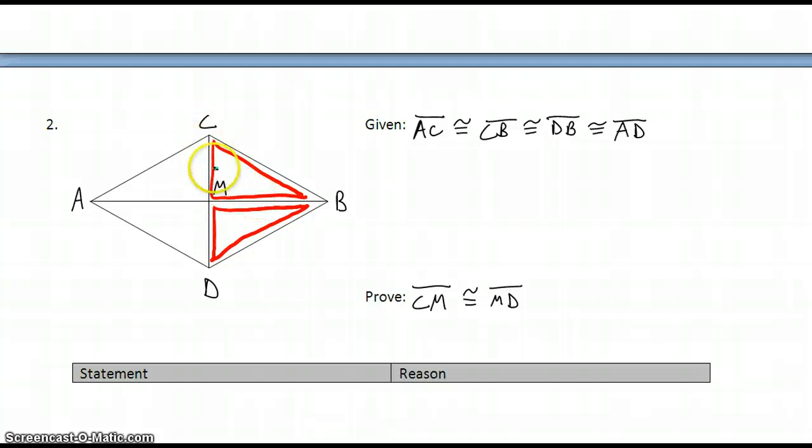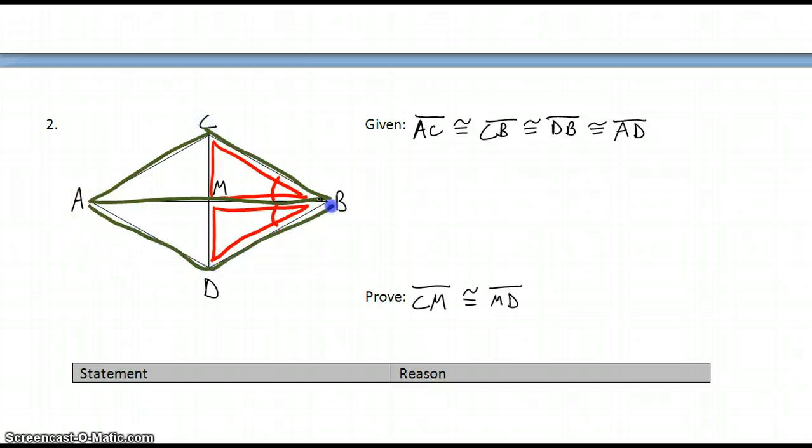So I need one more piece of information. Well, I can't use CM and MD being congruent to each other. That's what I'm trying to prove. So I need another piece of information. Namely, I need this angle to be congruent to this angle. And if I look, those two angles are parts of these bigger triangles. And if I can get these bigger triangles congruent to each other, then that'll be enough to prove that these smaller triangles are congruent to each other, which means that these two segments will be congruent to each other. So that's the flow of my proof.